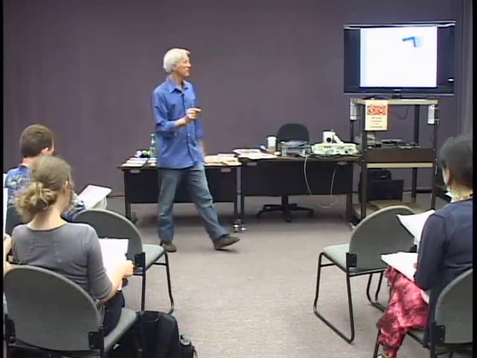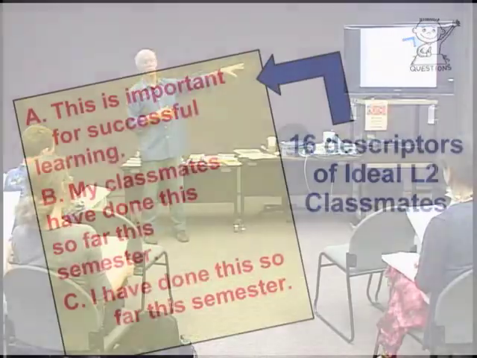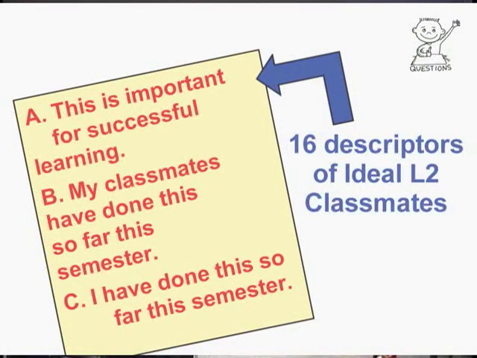And at midterm, we actually gave it back to them. And we asked them on a survey, basically these 3 questions about each of these descriptors. So we asked them on a Likert scale of 1 to 6, A, this is important for successful learning. We wanted to know if they thought it was really, really important.